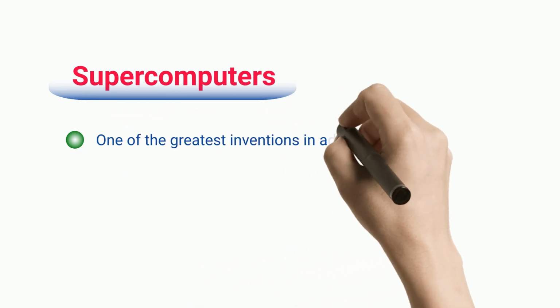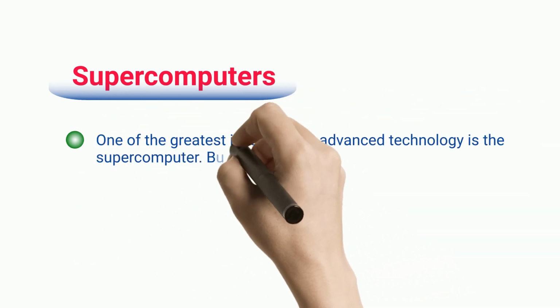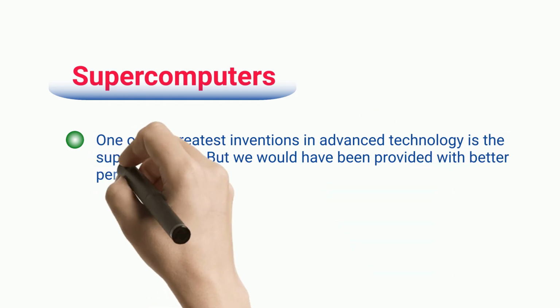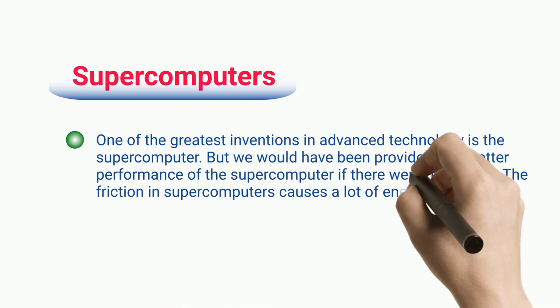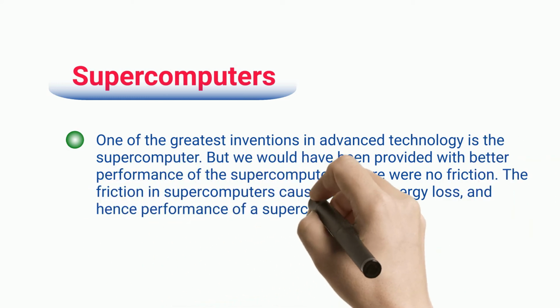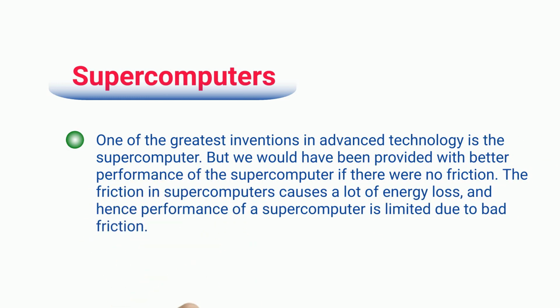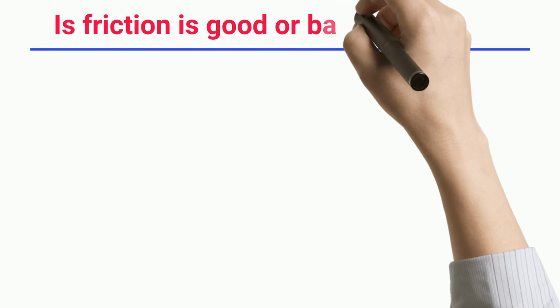Supercomputers. One of the greatest inventions in advanced technology is the supercomputer. But we would have been provided with better performance from the supercomputer if there were no friction. The friction in supercomputers causes a lot of energy loss, and hence the performance of a supercomputer is limited due to bad friction.